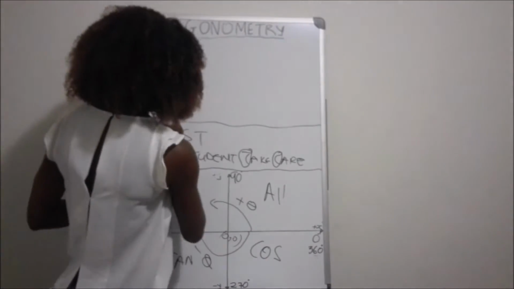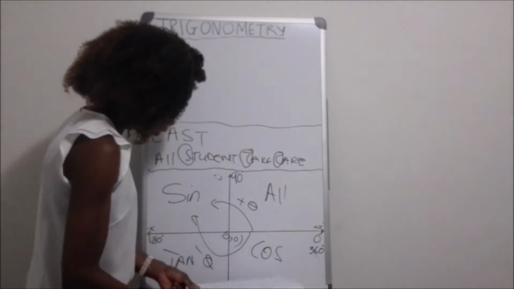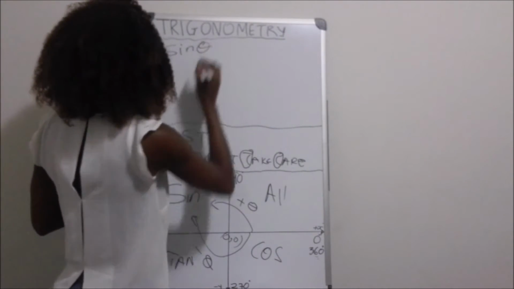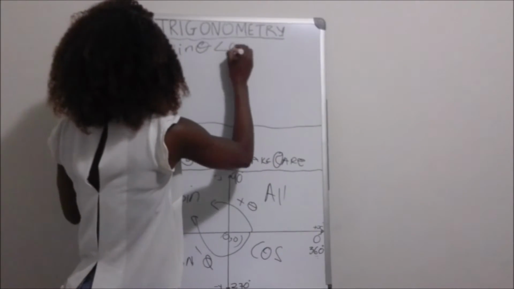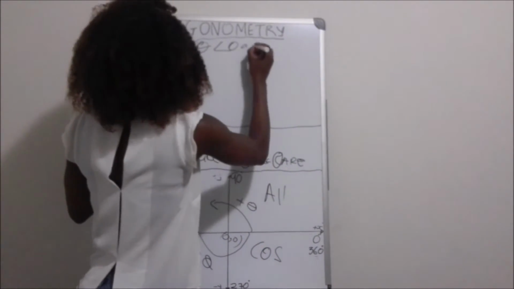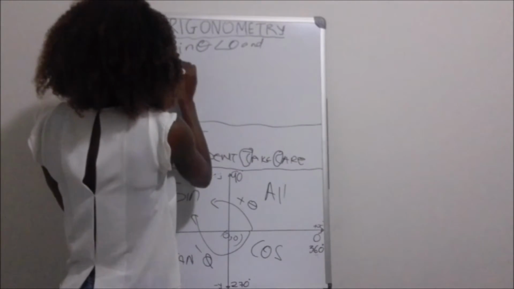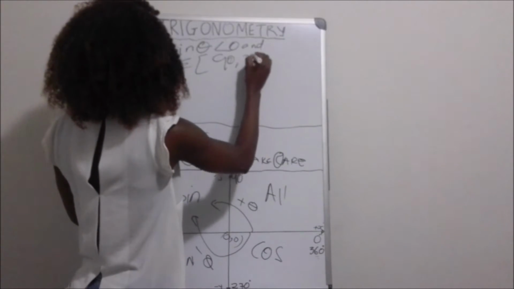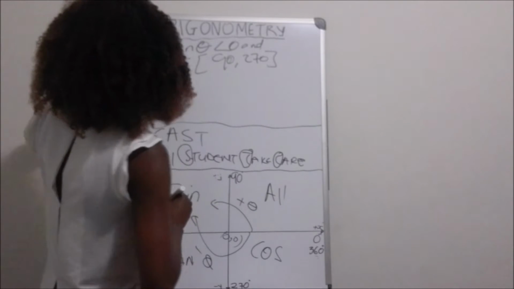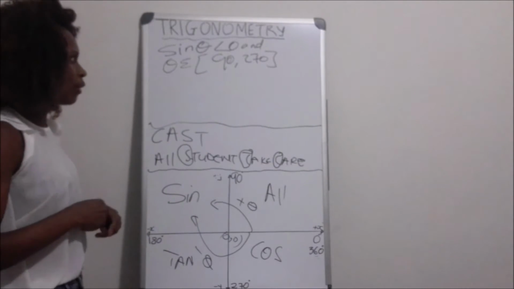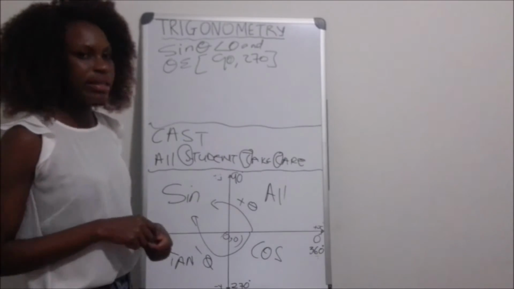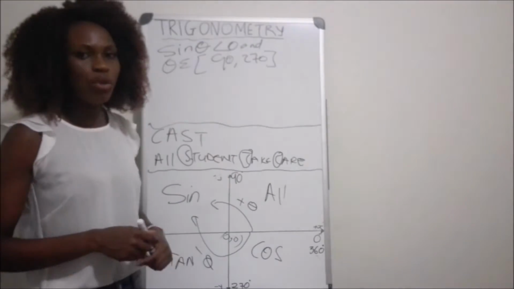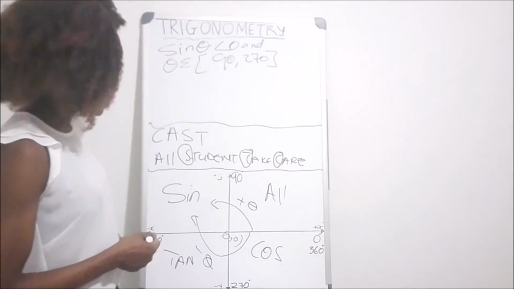Let's look at one example to see how this works. Let's look at a question on sine theta. If sine theta is less than 0, and the condition is that theta must be an element of (90 degrees, 270 degrees). This is the condition that we are given. In which quadrant does sine theta less than 0 lie?